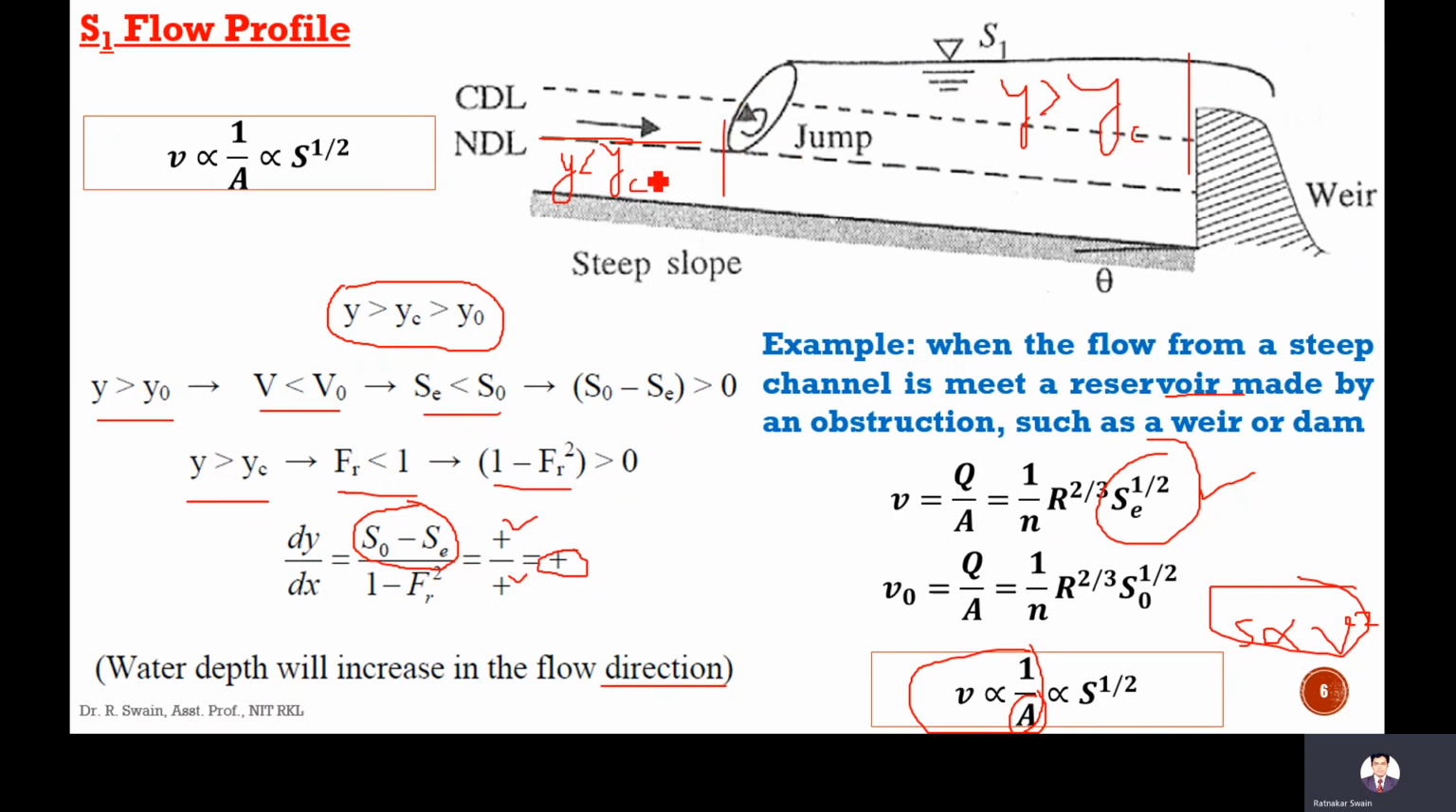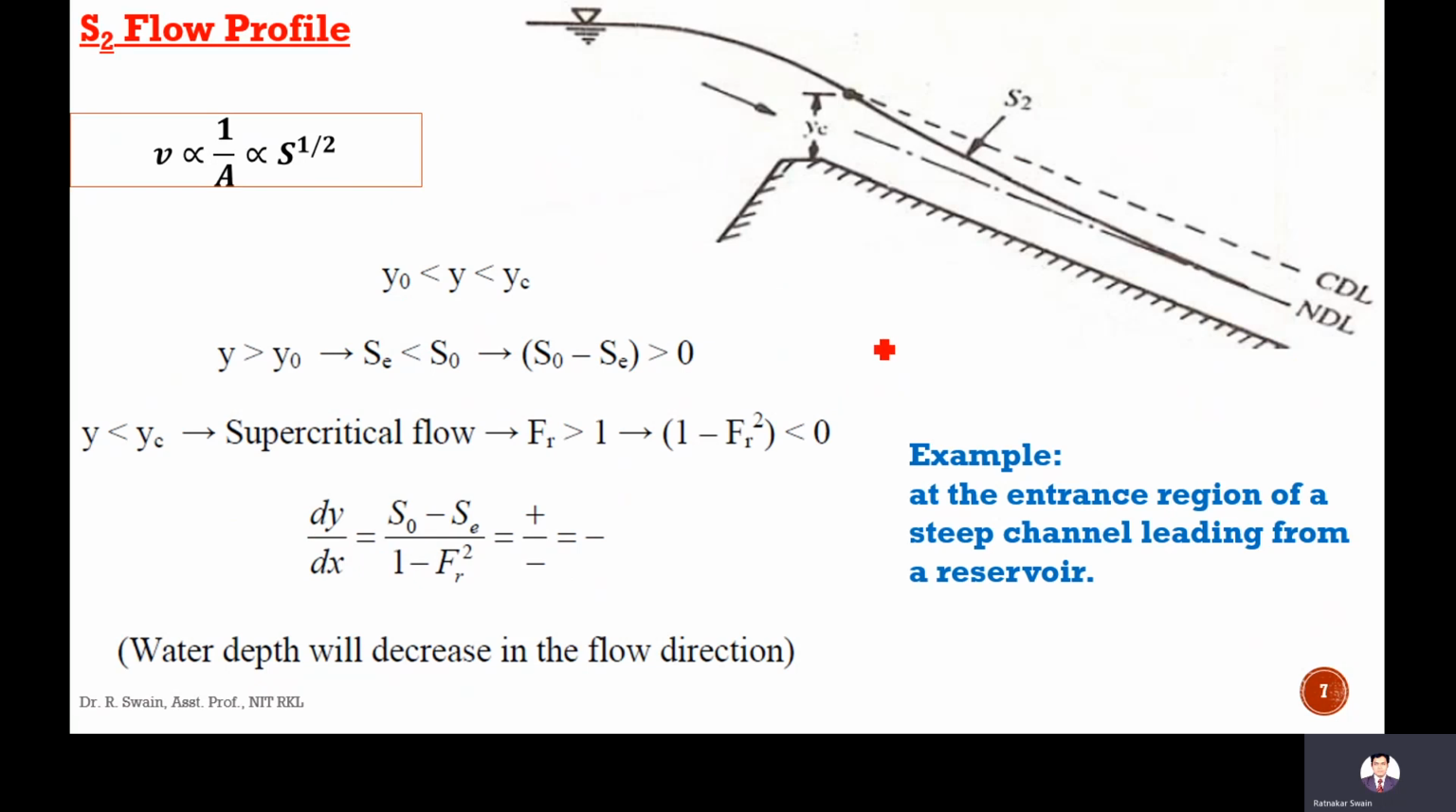So whenever the flow is changing from supercritical flow to subcritical flow, there must be a hydraulic jump. Okay, so try to remember this. Whenever the flow is changing from supercritical flow to subcritical flow, there must be a hydraulic jump. But in the reverse case, when flow is changing from subcritical to supercritical, there will not be any hydraulic jump. Okay, so this is about the S1 flow profile curve.